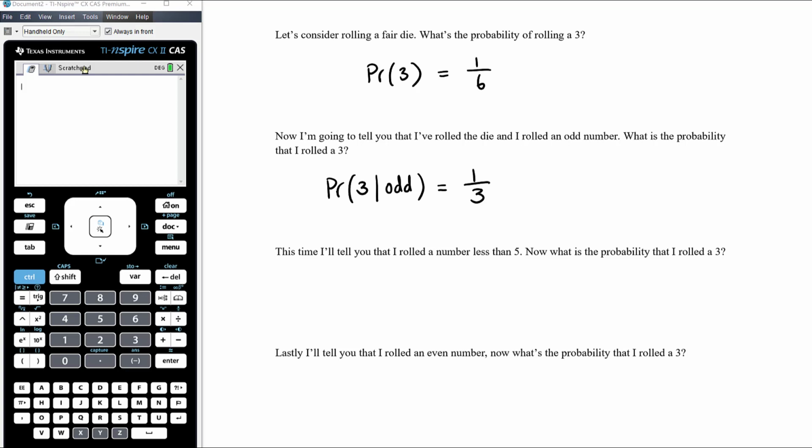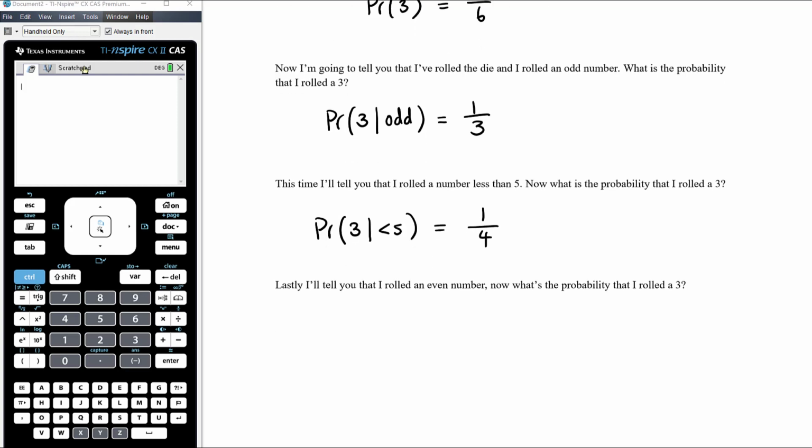This time I'll tell you that I rolled a number that's less than 5, which means I rolled 1, 2, 3, or 4. Now what's the probability I rolled a 3? So again, by telling you this condition, I've reduced the sample space for you. So what you're being asked to calculate here is the probability of a 3 given that the number is less than 5. Okay, so there are 4 possible numbers that are less than 5, and 3 is one of those, so 1 out of 4.